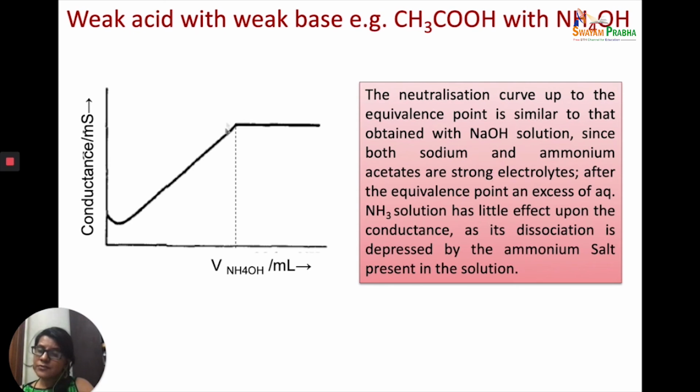So this graph is very much similar to that of the strong acid till the equivalence point. But after the equivalence point, this becomes constant, whereas in the case of a strong base, you were getting another steep curve. So this is about the weak acid with weak base titration.